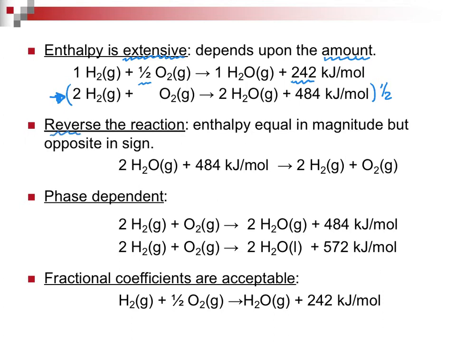If I reverse the reaction, which I take this top equation and reverse it, what I will have is the enthalpy will be the same, but it will have an opposite sign. Since it was an exothermic reaction, now it is an endothermic reaction, it gets a positive sign. In the earlier sections, I talked about a phase dependence, and here's where I can show you. When I have a gas, I have one value. When I have a liquid, I have another value.